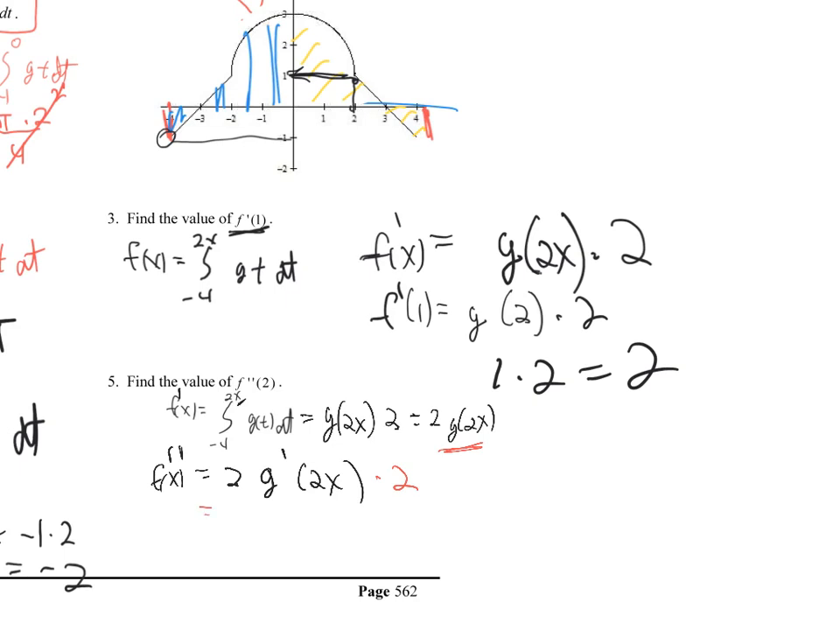In other words, 4g prime of 2x. Now I need to do f double prime at 2, which is 4 times g prime of 4. 2 times 2. Well, we didn't do any g primes. Where am I going to get g prime from? Well, that's simple. Go to 4. And I wish we weren't at 4 because it's the end point.